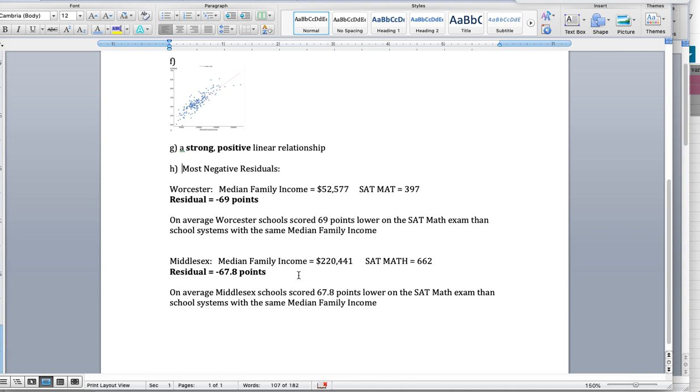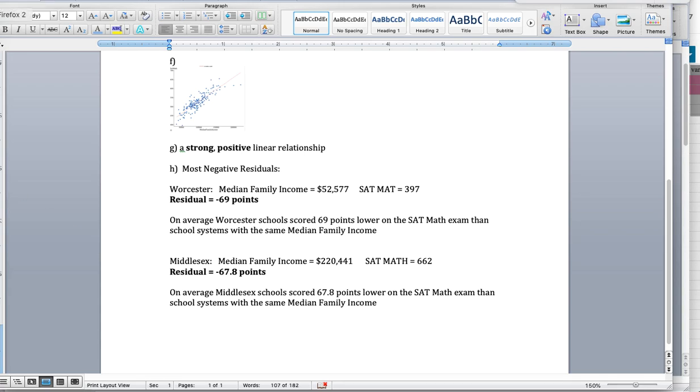Now let's move to Middlesex. It had a very reputable median family income of $220,000 and actually a pretty good math SAT score. However, it had a negative residual. And what does that tell us? It tells us on average, Middlesex schools scored 67.8 points lower on the SAT exam than school systems with the same median family income. So you do want to be careful when you interpret these residuals.